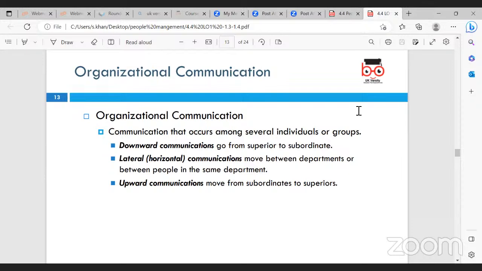Organizational communication occurs amongst several individuals or groups. Downward communication goes from superior to subordinate, from top to bottom. Lateral or horizontal communication is between departments or between people in the same department. Upward communication is from the subordinate to the superiors.